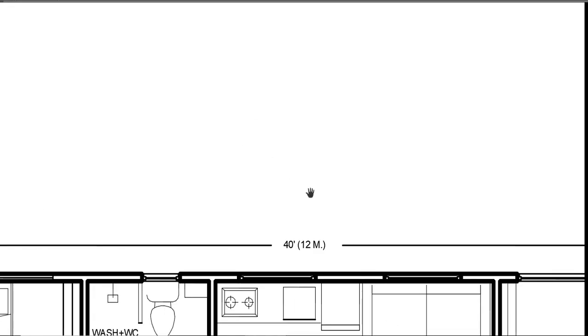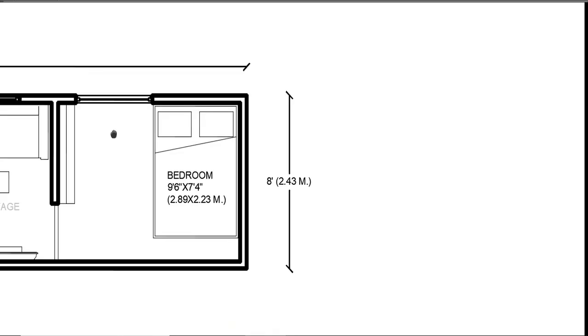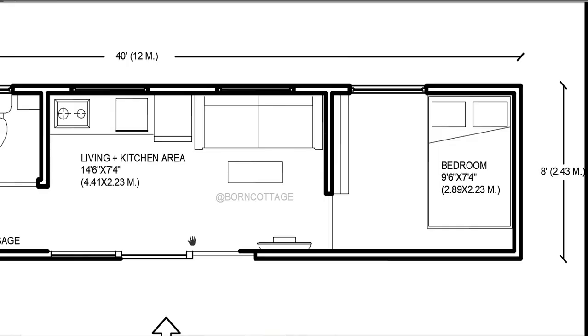There is a 40 feet shipping container. The total area I have taken is the length is 40 feet, in meter 12 meter, and the width is 8 feet, in meter 2.43 meter. So in the front we have a sliding door here. After that we will go inside.